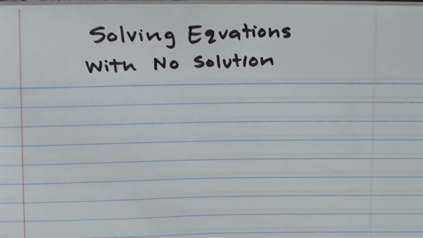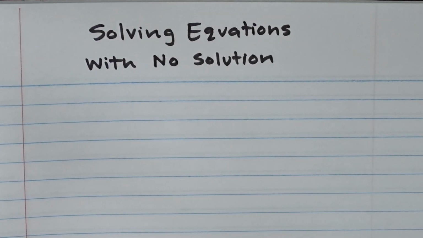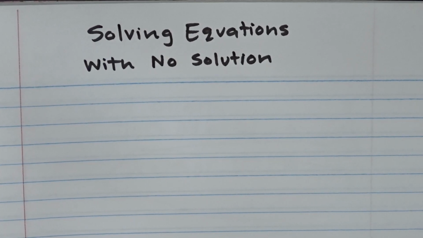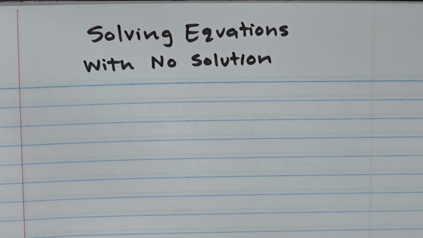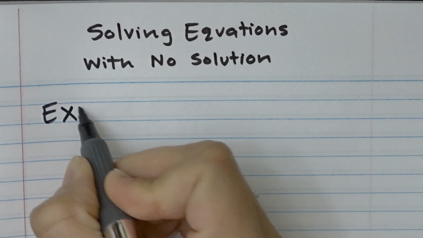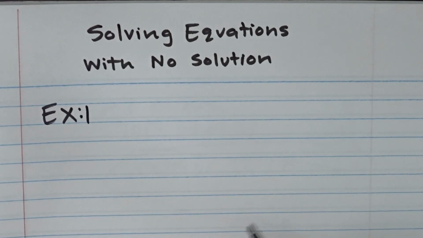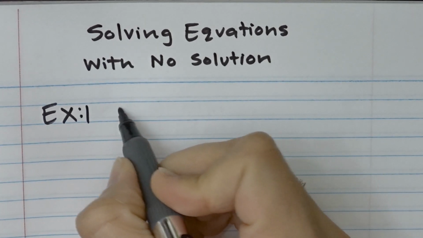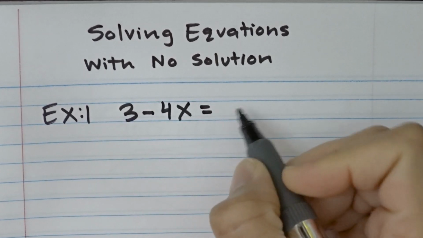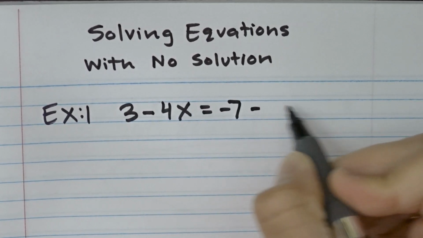Okay, so solving equations with no solution. Today we're going to figure out what it looks like when you have no solution. What that means is no number for x will ever satisfy the equation, and you'll never find an answer. So first example, 3 minus 4x equals negative 7 minus 4x.